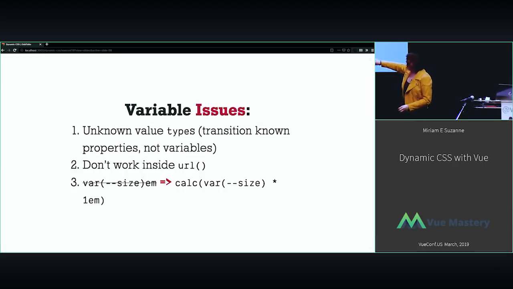You also can't do the sort of interpolation that you might expect, where you just say var size and then put an M after it. That won't give you M's on your size, but you can use a calc function to multiply your size times 1M, and that will add the units you want. It's common with CSS variables to leave units off because there's no way to remove them, but it's easy to add them. So depending on what you're doing, you might want to leave units off and then add them when you need them.